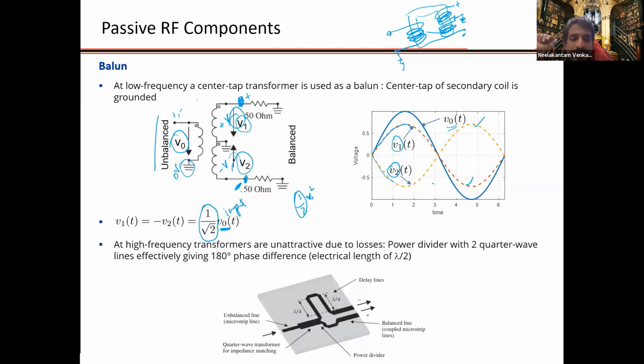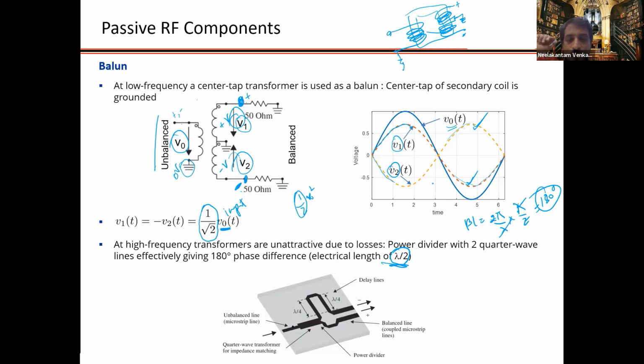How do you realize this? A nice illustration over here to understand the idea of half wavelength. When you have half wavelength, your beta L is 2 pi over lambda times lambda by 2. So the 2 cancels and this becomes pi, or 180 degrees. Exactly, this guy and this guy are 180 degrees out of phase. So technically I can use a lambda by 2 line to realize 180 degree out of phase signals.